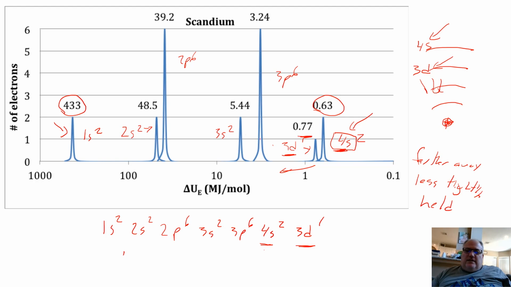Now, I will say this. It is incredibly likely that if you see a photoelectron spectroscopy graph, it'll look like this guy right here. Why? Because they want you to get tripped up on this part right here.